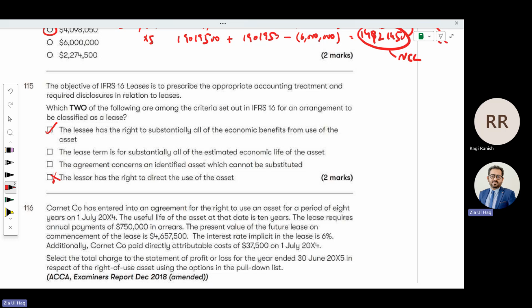So this is wrong. Now, the lease term is for substantially all of the estimated economic life of the asset. The agreement concerns an identified asset which cannot be substituted, but temporarily it can be substituted.